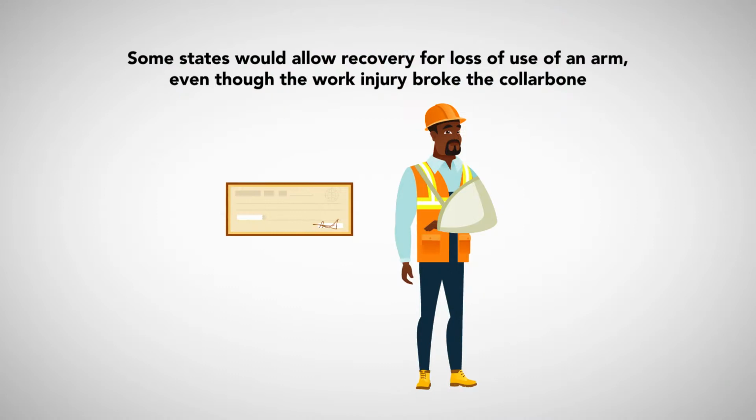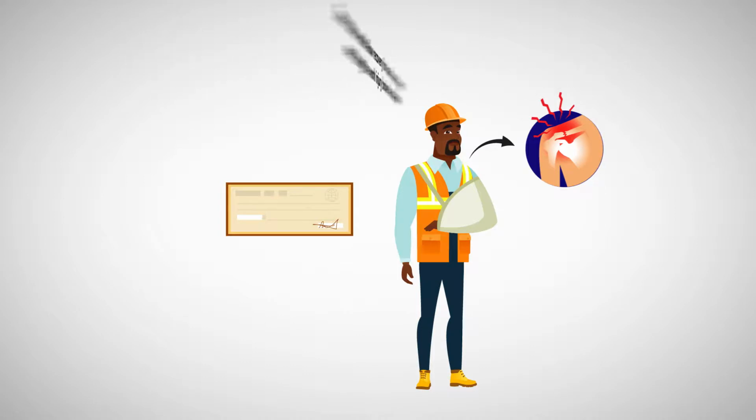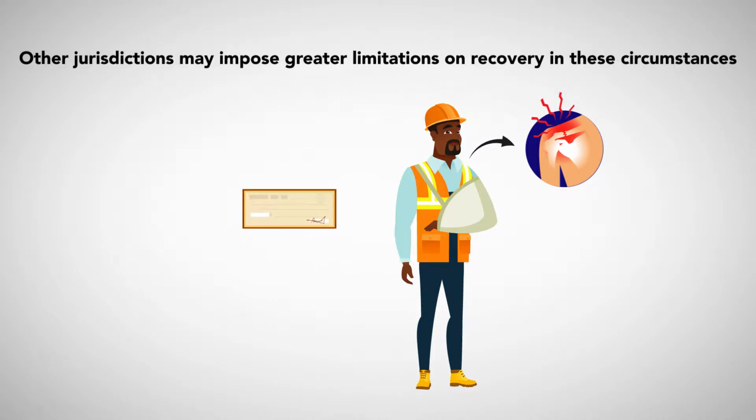For example, some states would allow recovery for loss of use of an arm even though the work injury broke the collarbone, as the injury to the collarbone left them partially disabled. Other jurisdictions may impose greater limitations on recovery in these circumstances based upon the body part that was directly or physically impacted by the work accident.